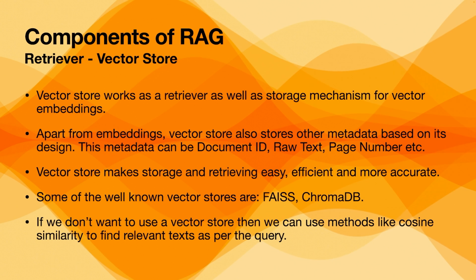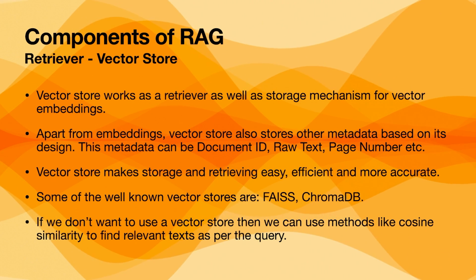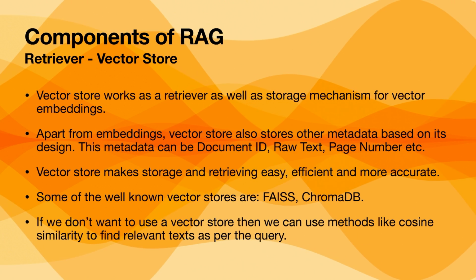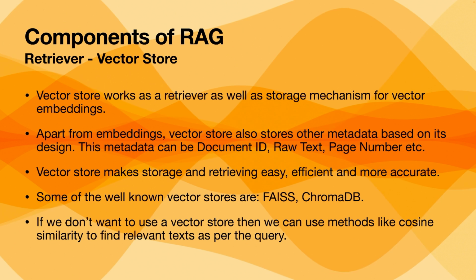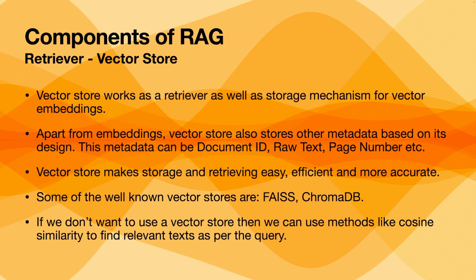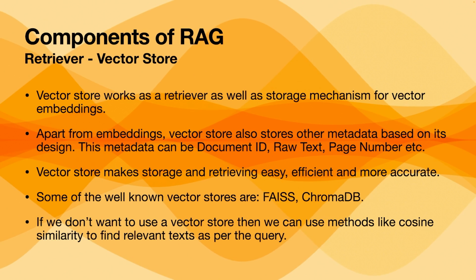If we don't want to use a vector store, we would need to handle both storage and retrieval manually. For finding relevant documents, we could use functions like cosine similarity. Vector stores are recommended as they make retrieval and storage easy, efficient, and accurate.